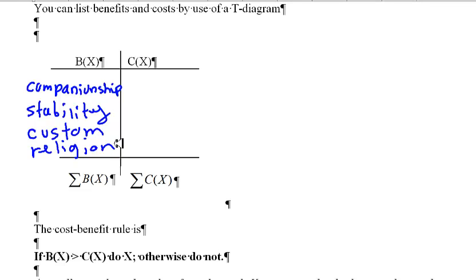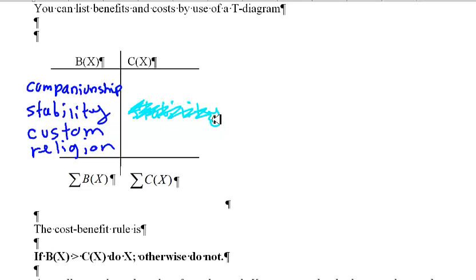It also could be that some of these benefits are costs. Maybe for some people, stability is a cost. You might be the person that really likes to go out and just have a good time. You might not want stability. So a benefit for one person could be a cost for another.